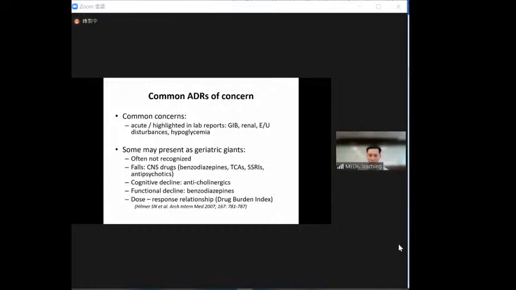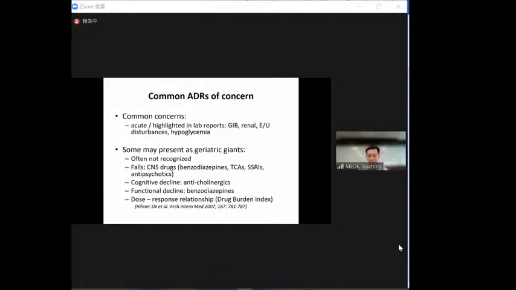So the major concern, as listed in the previous slide, is acute medical problems that can be easily picked up through the diagnosis, maybe some laboratory abnormalities. However, the geriatric giants probably are not covered, maybe not really well recognized by the frontline doctors. So these patients present with intellectual decline or delirium, confusion, and functional decline, and also because of the use, the majority of the time, of CNS drugs or psychotropic drugs.